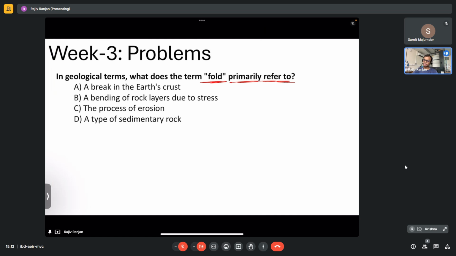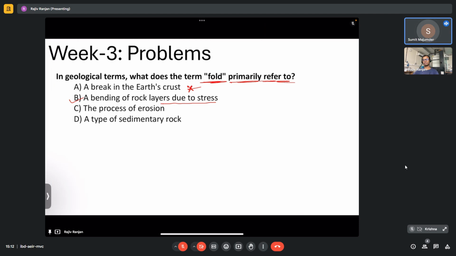A break in the earth's crust is not necessarily what we call a fold. It can have different manifestations. The bending of rock layers due to stress. Yeah, Sumit. It should be option B, bending of rock layers due to stress. Why do you think option B? Why not A?